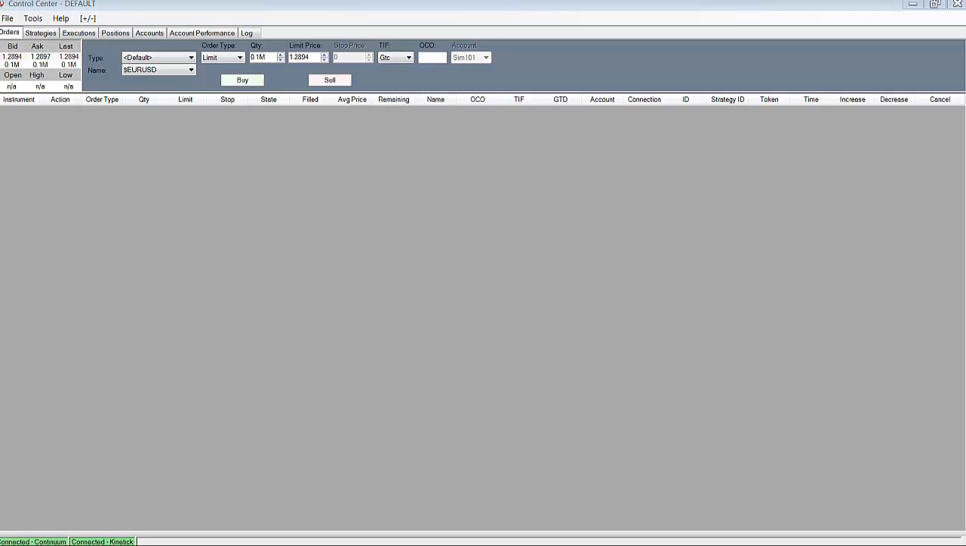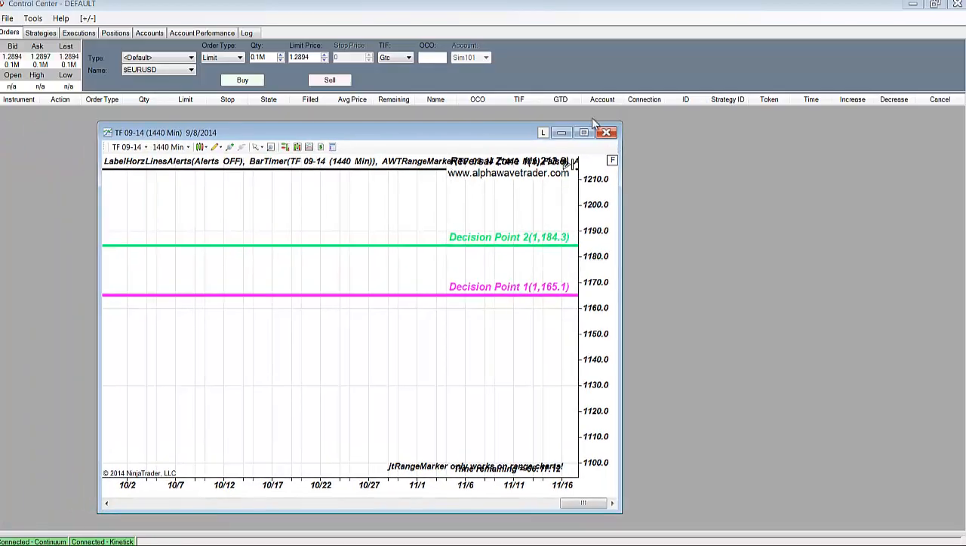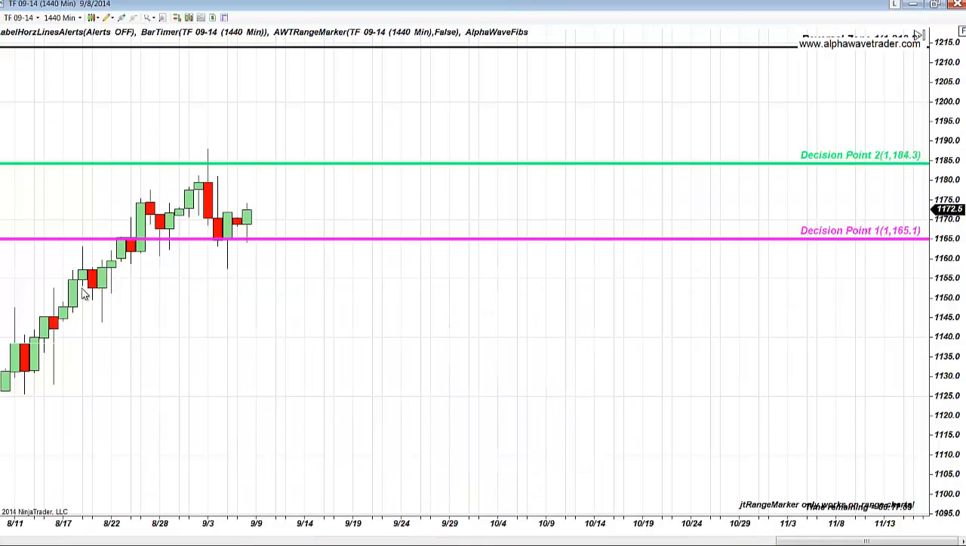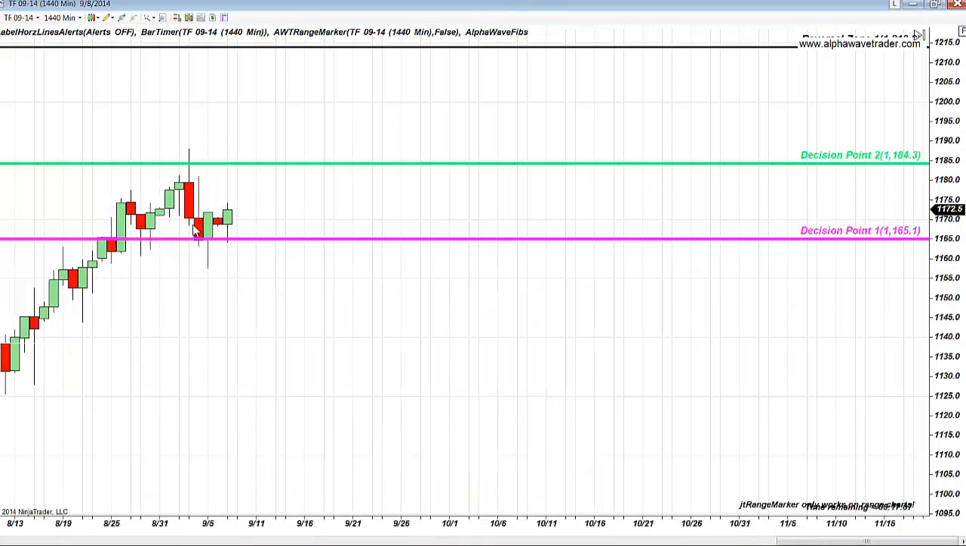Okie dokie, TF is drastically different than NQ when it comes to numbers. This is where TF is currently. It's at decision point 2, found support at decision point 1. It's very, very cumbersome. It's not pretty. I would wait for a pullback here.